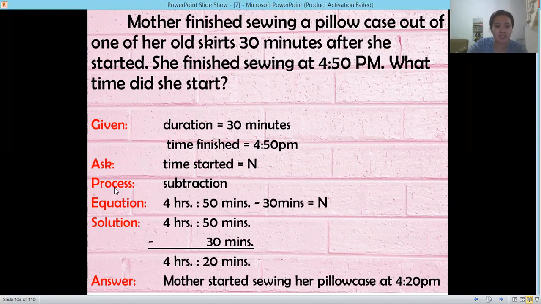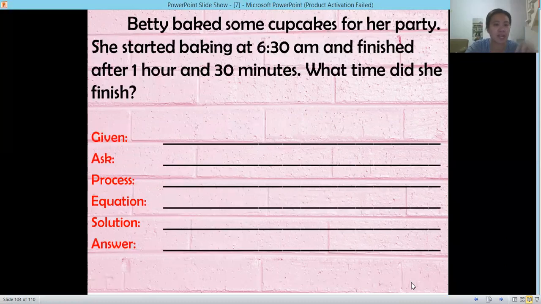Next, the process, or what operation you are going to use: subtraction, addition, multiplication, or division. For this one, we are going to use subtraction. And the equation, what is the equation? Like this: 4 hours and 50 minutes minus 30 equals n. In the solution, that's where you solve to get the answer. And the answer is, mother started sewing her pillowcase at 4:20 p.m.